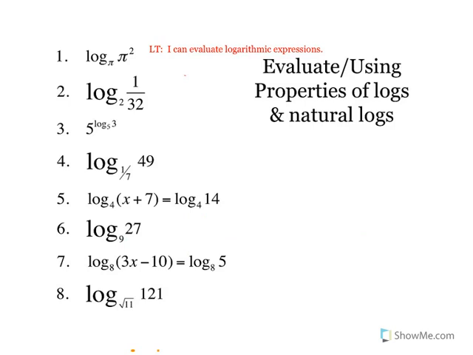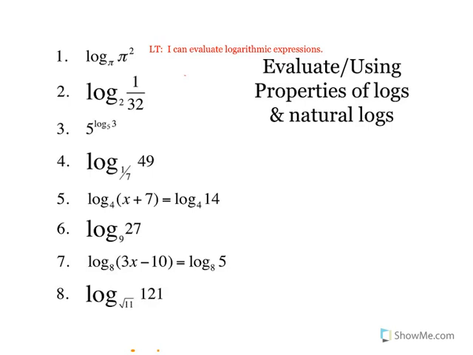Number 7, I've got log base 8 of 3x minus 10 equals log base 8 of 5. Remember, you could do the around the world process and you could say 8 to the log base 8 of 5 power equals 3x minus 10, and you could solve it that way.